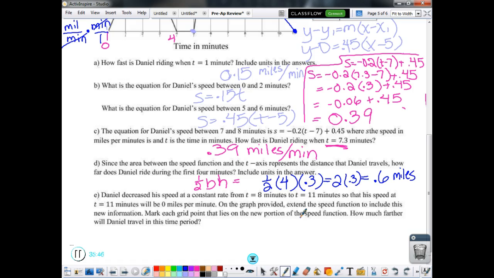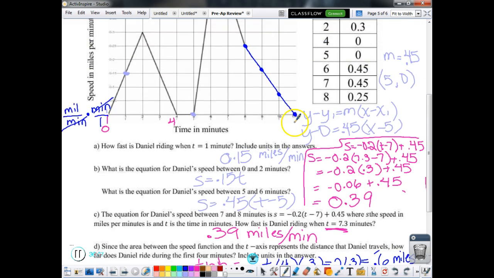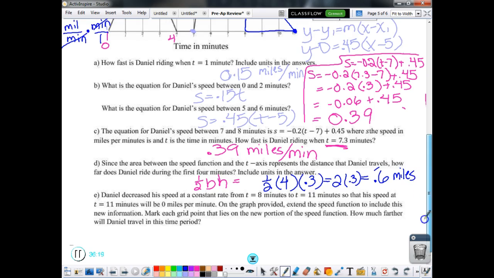How do I figure that out? Distance, speed, time. You're just finding the area again, right? Okay. Because we found the distance here. So if I want to find how much more he traveled here, I just need to find the area of this triangle right here. Okay? So if you find the area of that triangle, 1/2 base times height again.